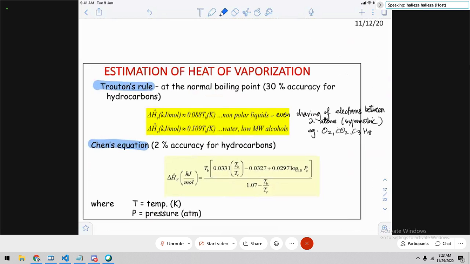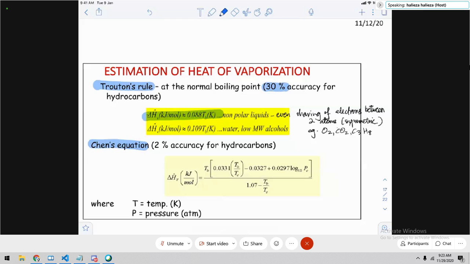Your equation for Trouton, unfortunately, is the shortest and the easiest, but the accuracy is only about 30%. It's not that accurate. But it's the easiest, and the equations are very short. So this is the equation. Let me highlight it. Oops, what did I just do? Okay. This is the equation.